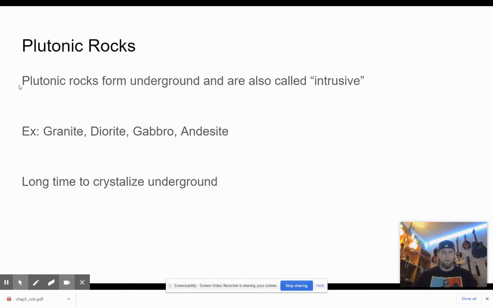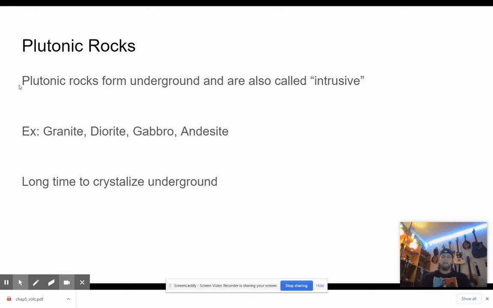We have two different types, essentially. Plutonic rocks form underground, and they're also called intrusive. I want you to listen to this part because your discussion board question is based on it. Plutonic rocks form within the earth, and they are called intrusive. Common examples are granite, which is a common countertop or yard rock, and diorite, another version of a granitic rock. Then there are plutonic rocks with more iron-rich and manganese-rich minerals, like gabbro, and a mix in between, which is andesite.